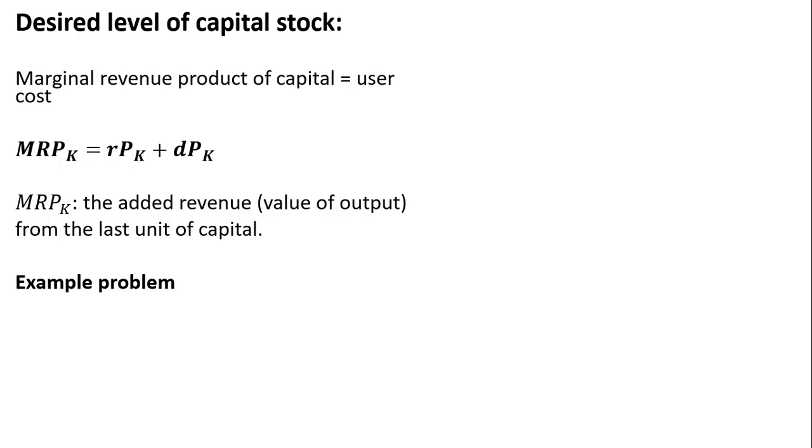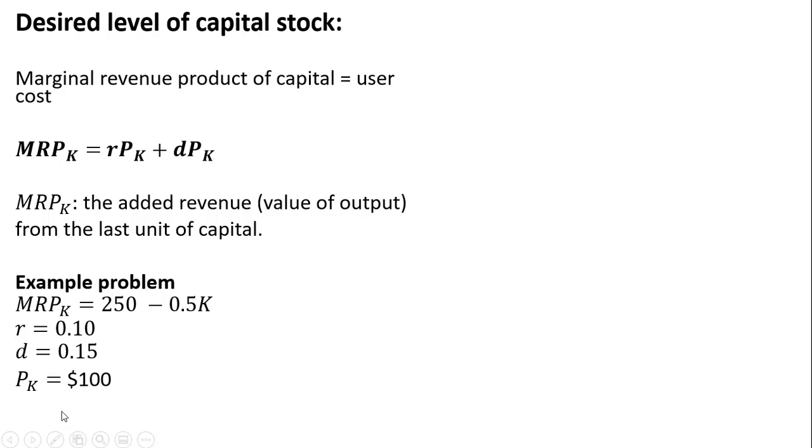So an example problem. So let's say that the marginal revenue product of capital is given by the following equation, where K is units of capital. We have a real interest rate of 10%, depreciation rate of 15%, and the price of capital is $100. How many units of capital should this firm hire or use?